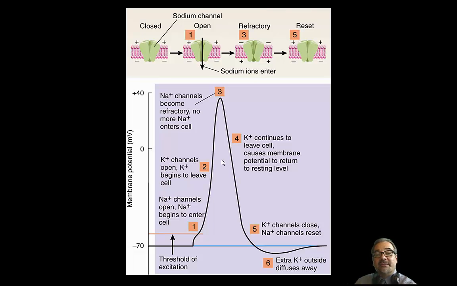And there are two types of voltage gated channels that we're going to focus on. And these are the sodium and the potassium channels. Now, the membrane potential, as I said, is negative on the inside. So we call that a potential of, it's actually about minus 70 millivolts.